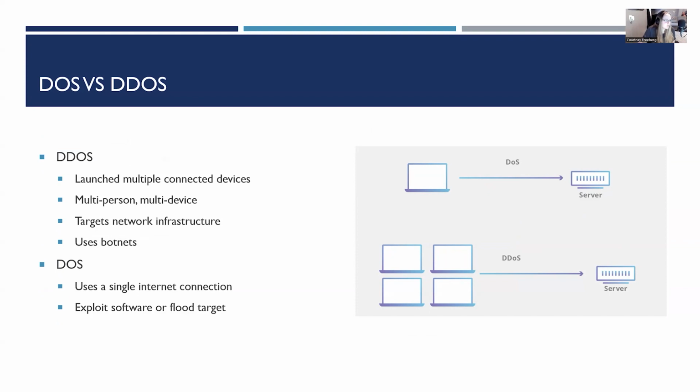So let's go over what the difference between DoS and DDoS is. So DDoS, you're using multiple devices, and it can either be multi-person or obviously multi-device, as I said before. And they're going to use botnets to do this. And they are trying to look for network infrastructure versus just flooding a target. DoS is using a single internet connection, it is trying to exploit software or flood the target.